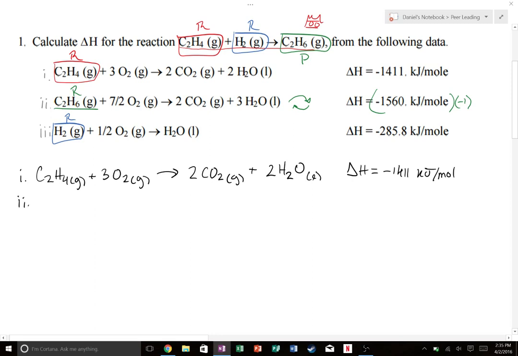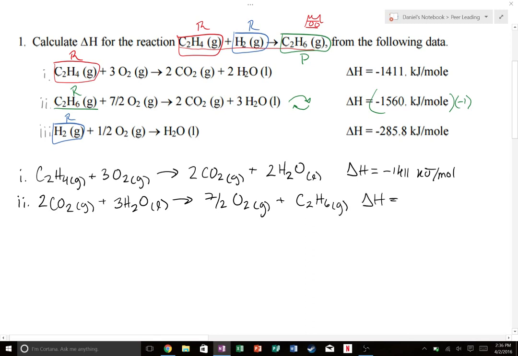All right, so equation 2. Remember that we flipped equation 2. So let's go and draw the 2 carbon dioxides first. 2 carbon dioxide gas plus 3 waters liquid. And that's going to react to form 7 halves of O2 gas plus just 1 C2H6 gas. And delta H, remember we're changing the sign of this, so this is going to be positive 1,560 kilojoules per mole.